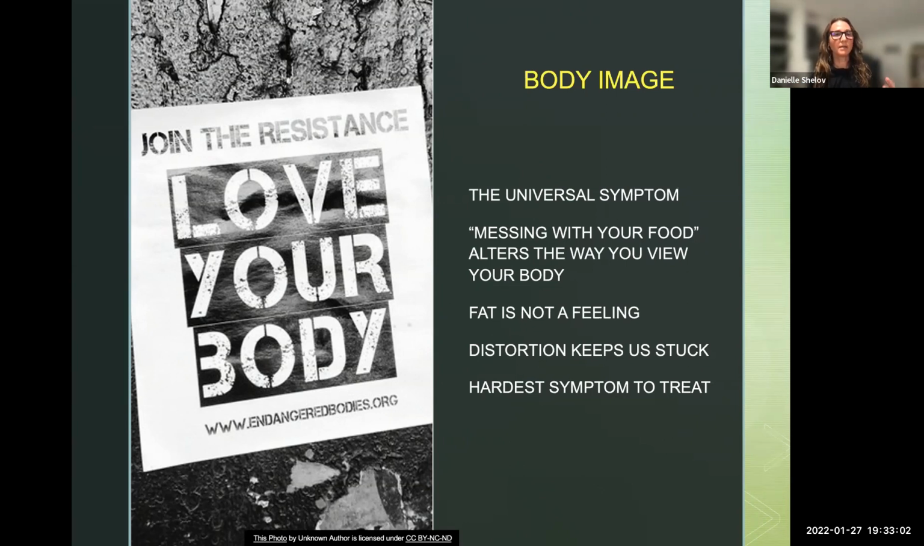You actually embody the feeling of fat. But the reality is fat is not a feeling, right? There's plenty of feelings on the feeling wheel. There's angry, there's scared, there's sad, there's joyous. Fat is not one of them. But in the language of an eating disorder vocabulary, fat is number one.